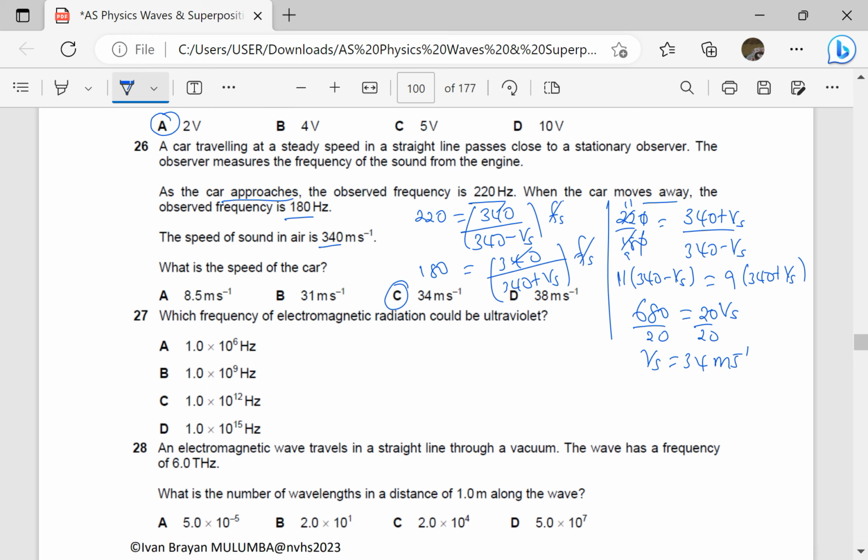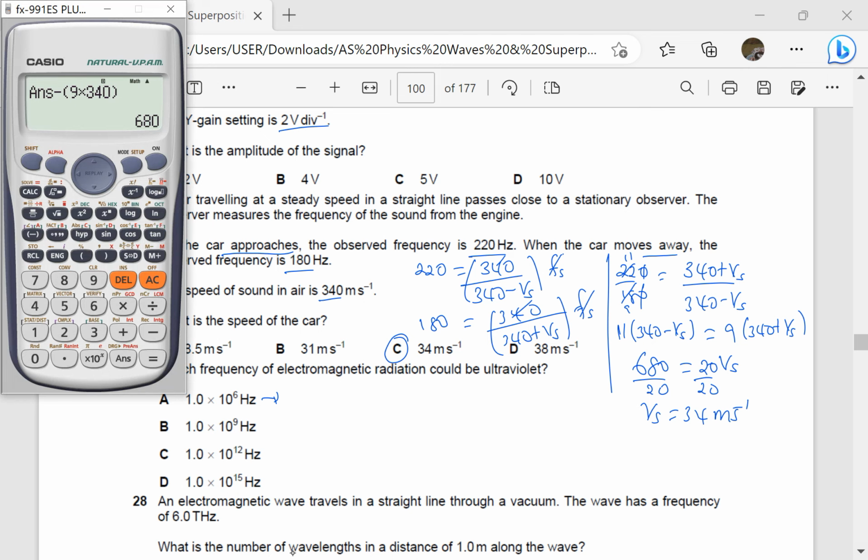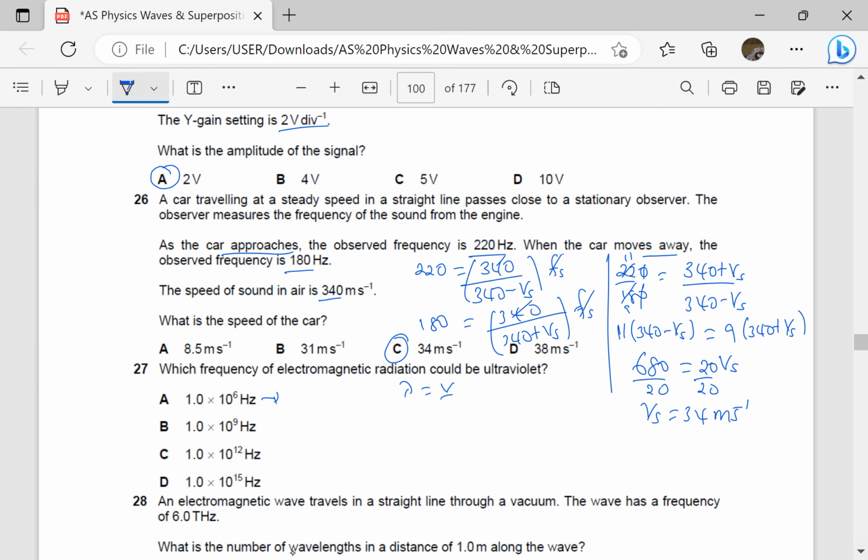Which frequency of electromagnetic radiation could be ultraviolet? Ultraviolet, that is just after violet. Let's check the wavelengths because we are familiar with the wavelengths rather than the frequencies. So for the first one, I'll just press my calculator to get the wavelength corresponding. I'm using the formula wavelength is equal to V over F, where V is 3 times 10 power 8, divided by the value of F.